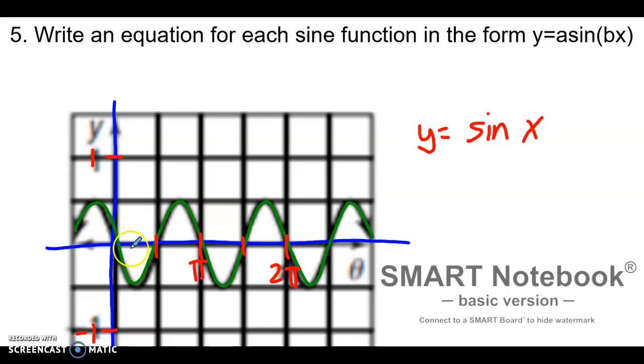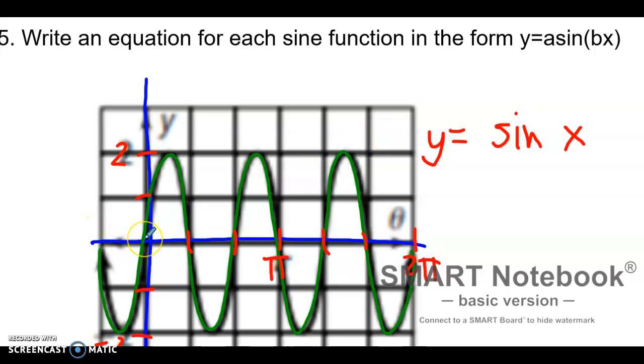Next one, the amplitude or the height of it is a half. So this time the half would go in front of the trig function. And there are 1, 2 cycles between 0 and 2 pi. So a 2 goes right there.